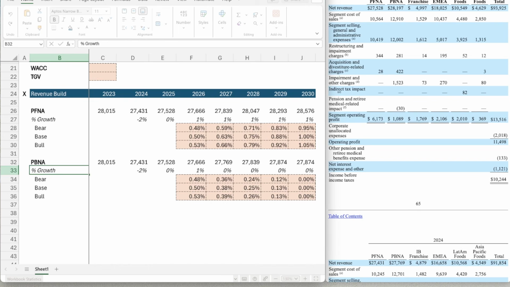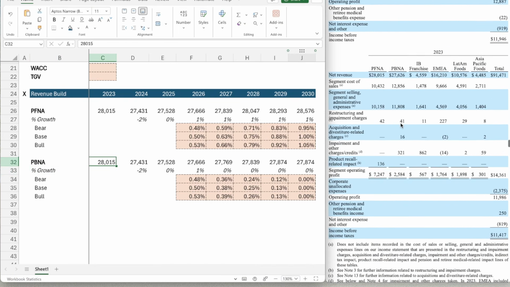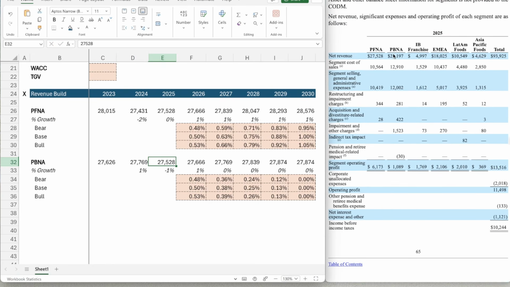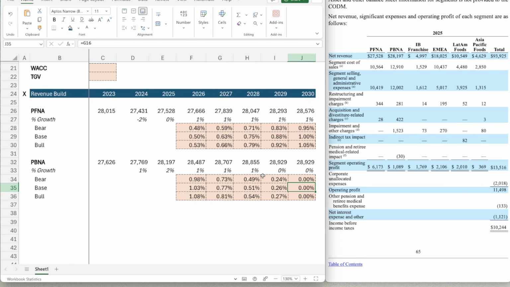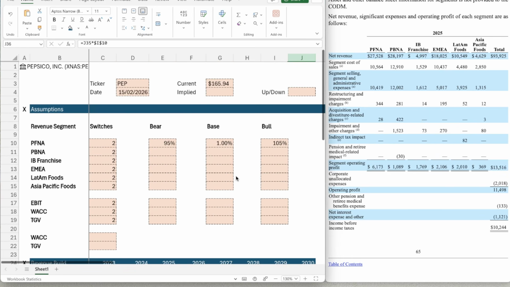So equals 11. For 2023, it was 27,626. Then 27,779, then 28,197. Say this is 1.5.